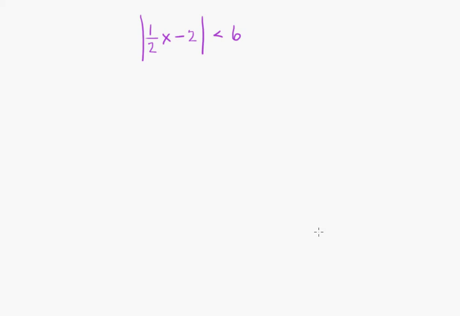Solving an absolute value inequality. Like absolute value equations, we want to set up two cases. One case is that one half x minus 2 is less than 6. And the other case is that one half x minus 2 is greater than negative 6.